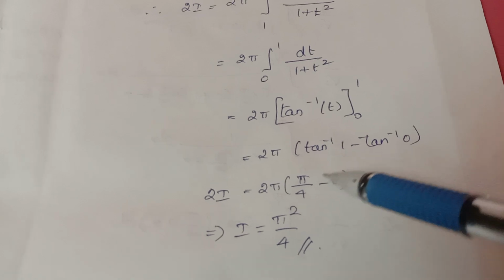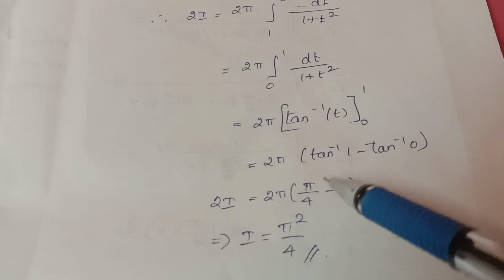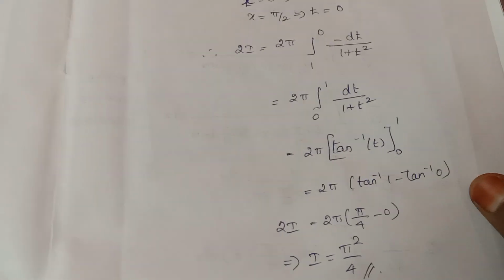What is tan inverse of 1? Pi by 4, minus tan inverse of 0, which is 0. So 2I equals 2 pi square by 8, or simply what? I equals pi square by 4.